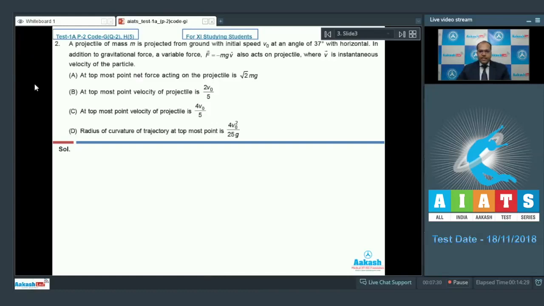So first of all, let's analyze the situation. At t equal to 0, suppose the particle is at this position and it is projected with a speed v0 at an angle of 37 degree. At this moment, if I draw the free body diagram, mg is acting in this direction and a variable force is acting, mg times minus v cap. At t equal to 0, the direction of velocity is this, so the force is acting in this direction and its magnitude is mg.